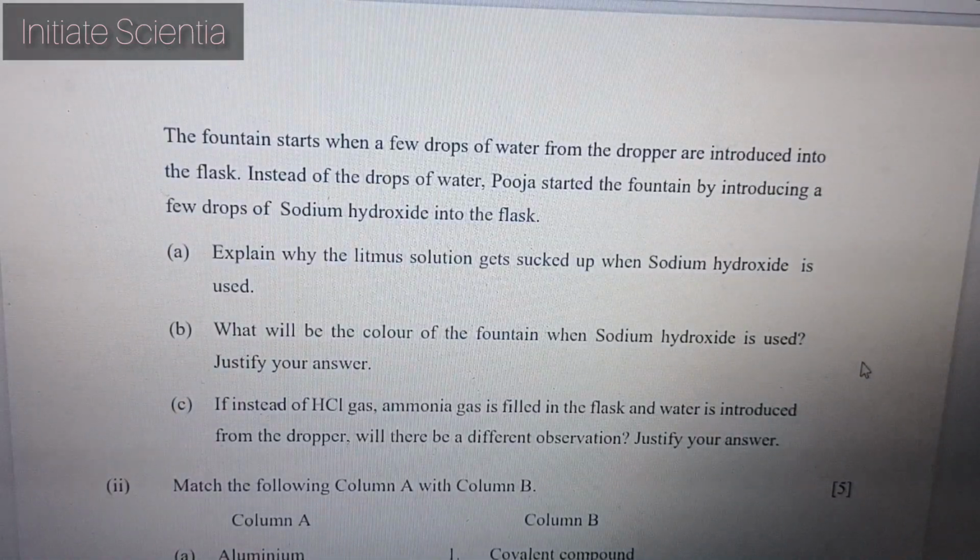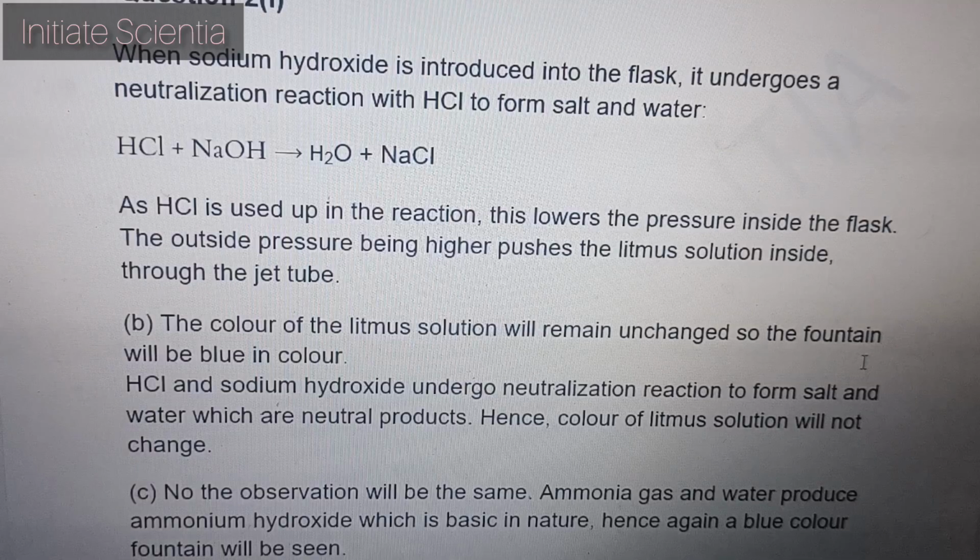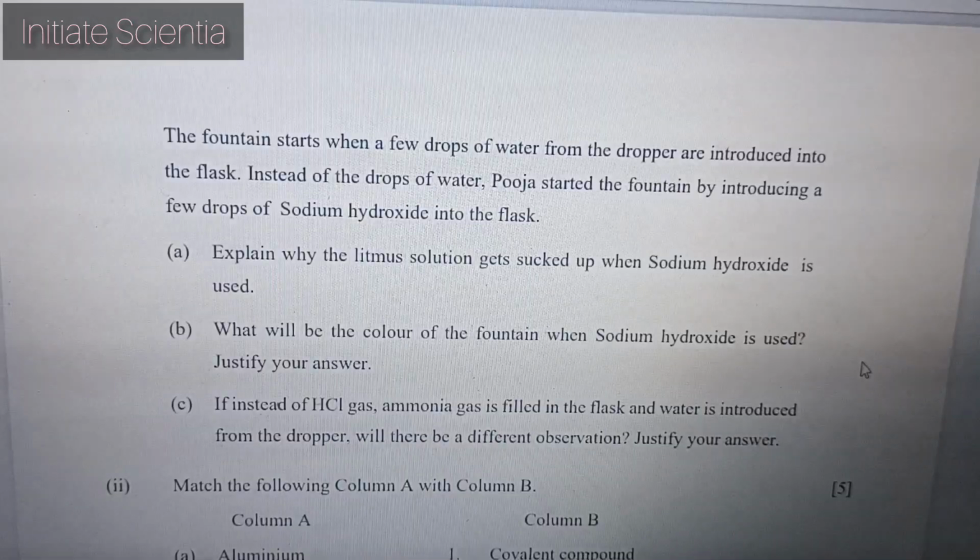What will be the color of the fountain when sodium hydroxide is used? Justify your answer. The color of litmus solution will remain unchanged, so the fountain will be blue in color. HCl and sodium hydroxide undergo a neutralization reaction to form salt and water, which are neutral products. Hence, the color of litmus solution will not change.